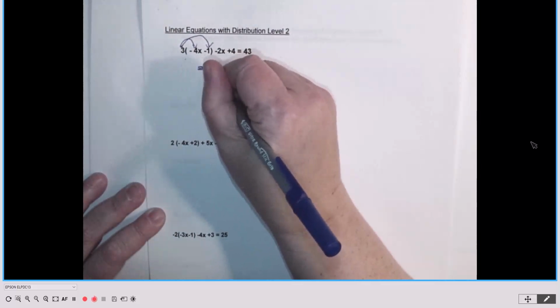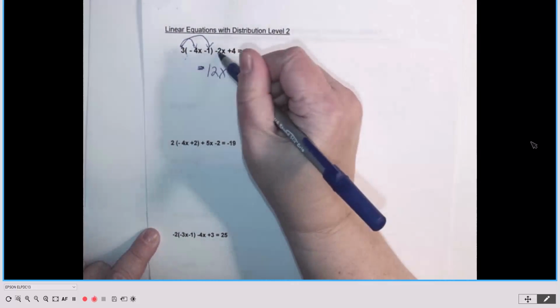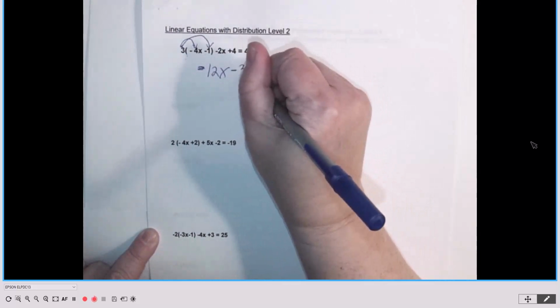So 3 times a negative 4 is a negative 12x. 3 times a negative 1 is a minus 3.